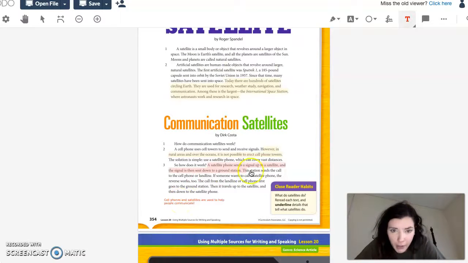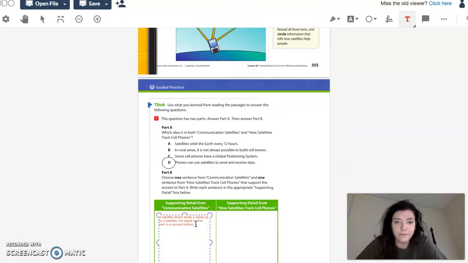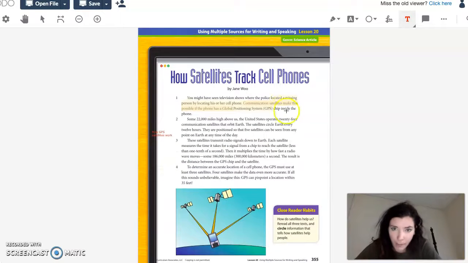And then the station sends the call to the cell phone or landline. That is one quote that supports how satellites send and receive data. So now let's look at the other one.